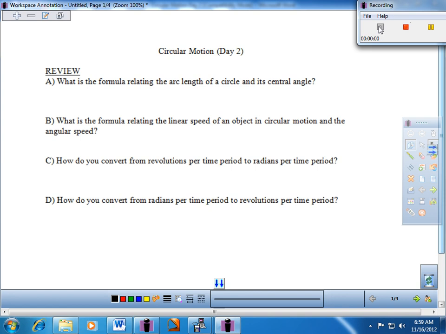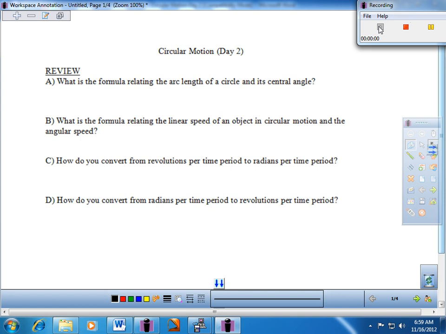Welcome. The title of today's notes worksheet is Circular Motion Day 2, and the objective of today's lesson is really just to review some of the formulas and strategies that we looked at yesterday dealing with a point moving in circular motion. So we'll do exactly that, as you can see on the paper there. Just have a little review to get some of the ideas going, and then we'll do some examples to solidify some of the concepts from yesterday.